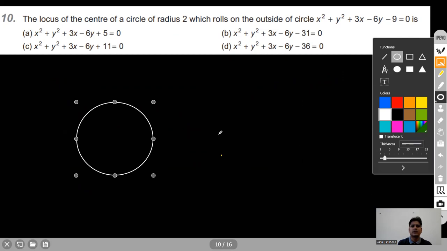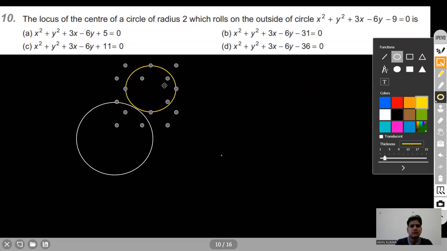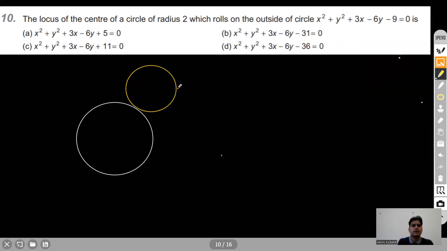Suppose this is our given circle, okay, and suppose this is our other circle. So this is the given circle, C1, suppose I'm writing it as C1, and I'm taking the other as C2. So the equation of C1 is given as x square plus y square plus 3x minus 6y minus 9 is equal to 0. So what will be the center for this circle? The center for this circle will be (minus 3 upon 2, 3), right? So this will be the center, (minus 3 upon 2, 3).